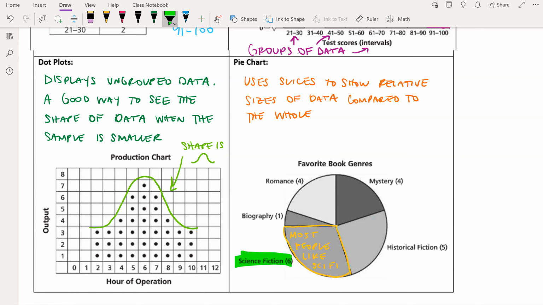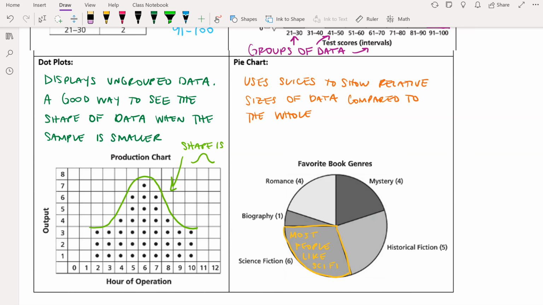They actually put a number here, so you can see 6 people like sci-fi compared to all the other types of books. But you can see the size of the slice for sci-fi is the biggest slice on the chart. So it's just a quick way to compare your data sizes, and if you look at this whole pie chart, it's really easy to see the smallest slice is biography.